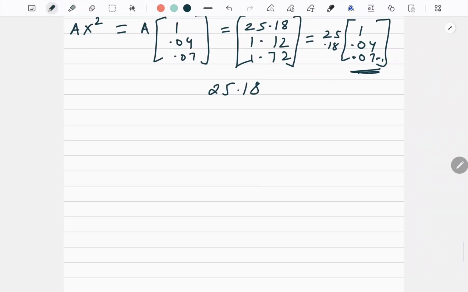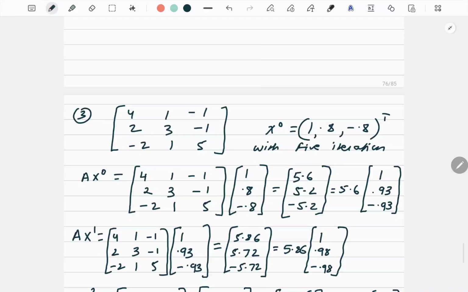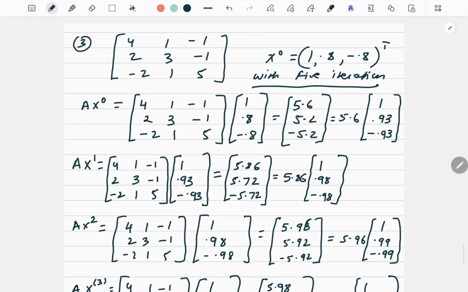Correct? Now let's see the next question. Now in the next question, they have given the initial solution as 1, 0.8, minus 0.8 and they have told to do 5 iterations. So I started with my x0 given. When I multiplied, I got this. Highest value was 5.6. I took it out. Then I was left with this. So I went to the next step. Multiply this A with this new vector. I got this. The highest was 5.86. I took it out. I am left with this.